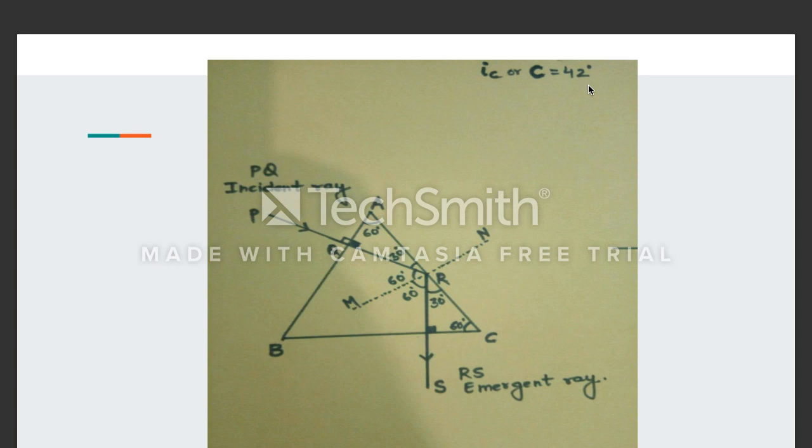And whenever that is the case, what happens? The light ray gets totally internally reflected back. How will it get reflected back, students? It will follow the laws of reflection. The angle of incidence was 60, so the angle of reflection will also be 60 degrees.